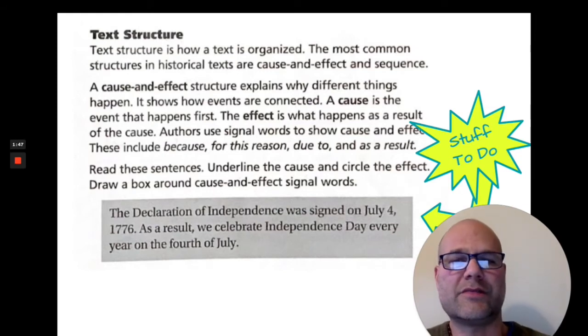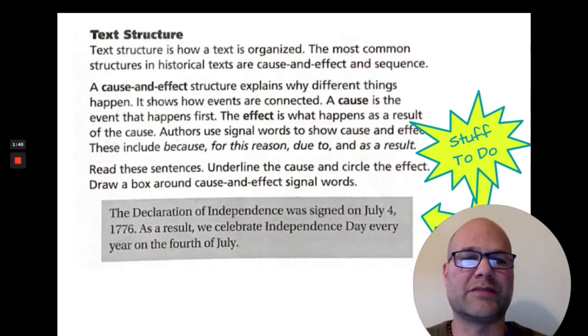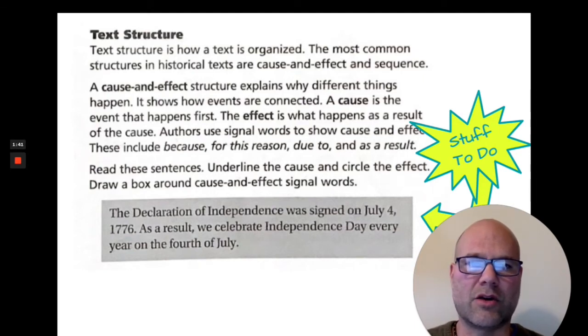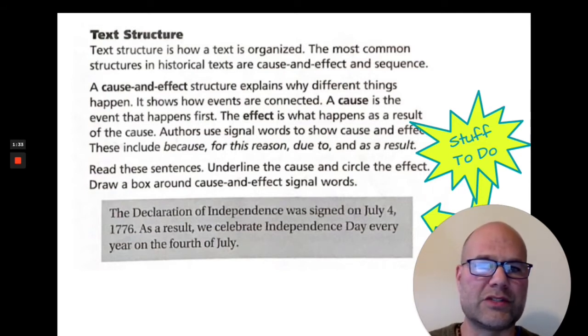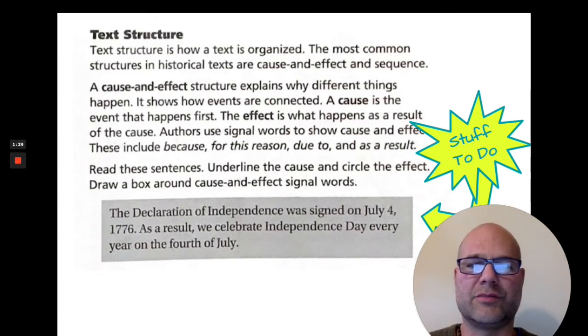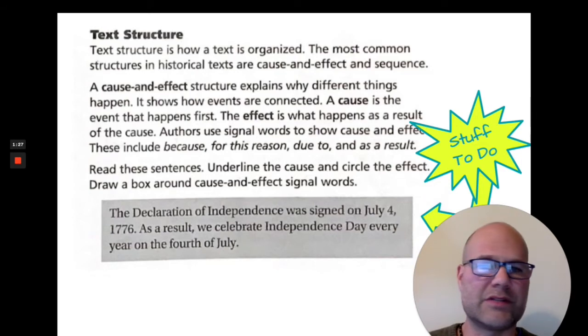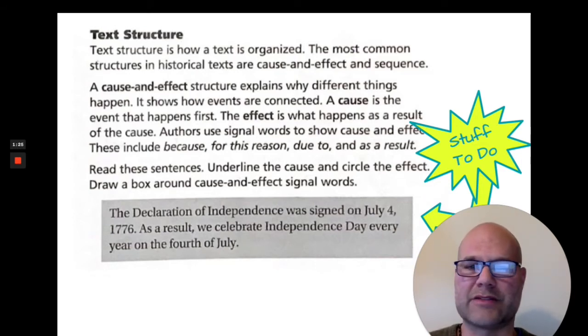A cause and effect structure explains why different things happen. It shows how events are connected. A cause is the event that happens first. The effect is what happens as a result of the cause. Authors use signal words to show cause and effect. These include because, for this reason, due to, and as a result.